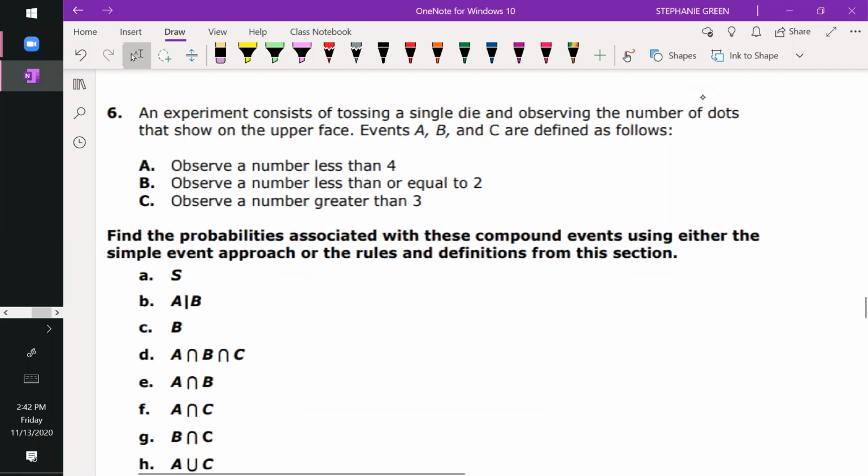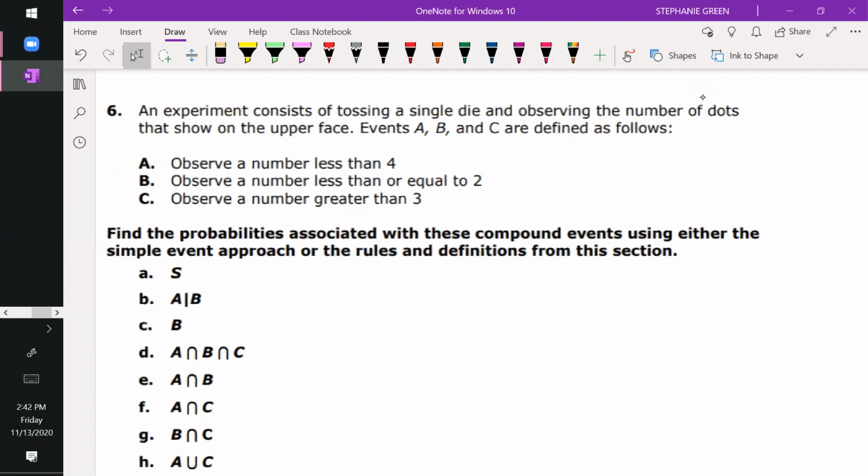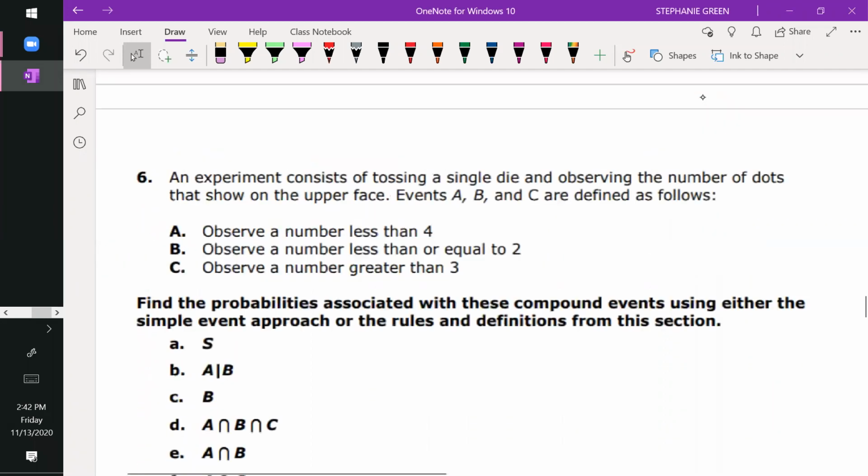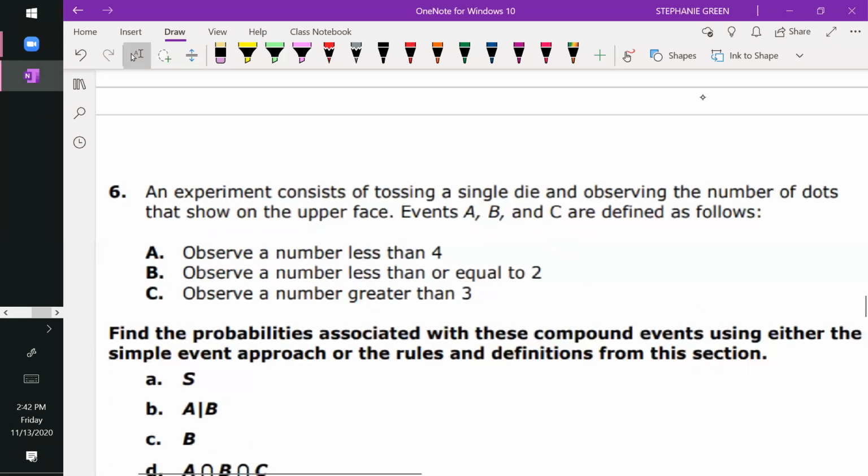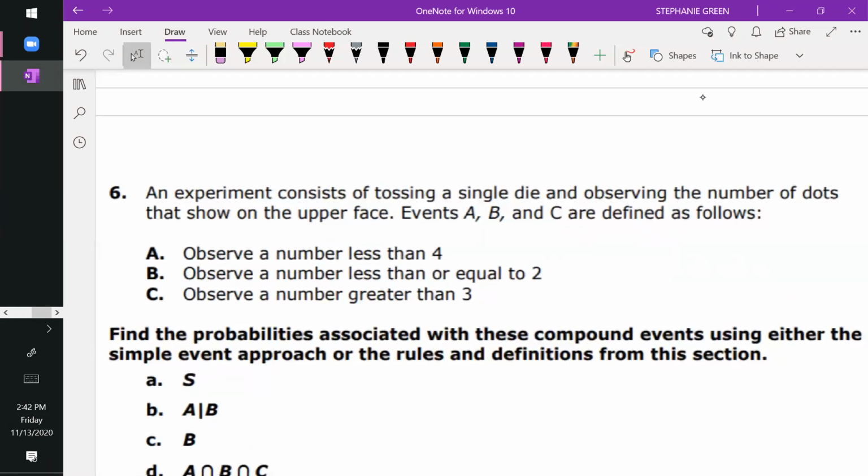This is a fairly small sample space, so it might be helpful to just real quick write down the outcomes that satisfy each of these events. Okay, again, we're rolling a 6-sided die. So my sample space, I'll actually just write that up here. Sample space is again 1, 2, 3, 4, 5, 6.